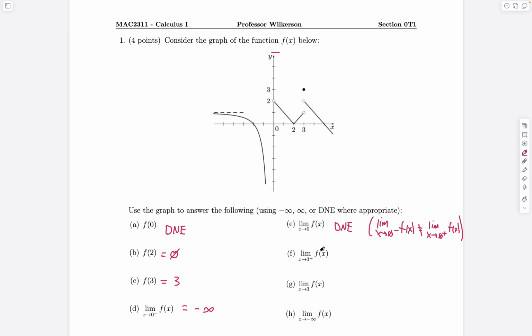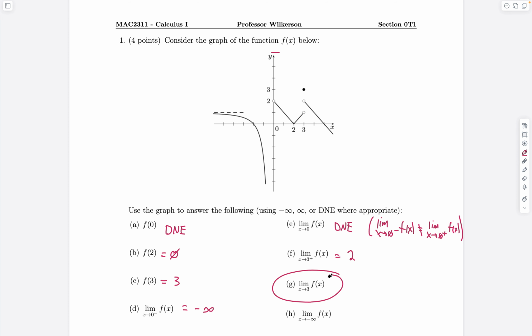Good. Let's do some others. As I approach 3 from the right side, what happens to my function? As I approach 3 from positive values, I go up, up, up, up, up, and I approach a height of 2. Remember, there is a y value at 3, but your function is not approaching that; my graph is approaching the height of 2. So my answer here would be 2.